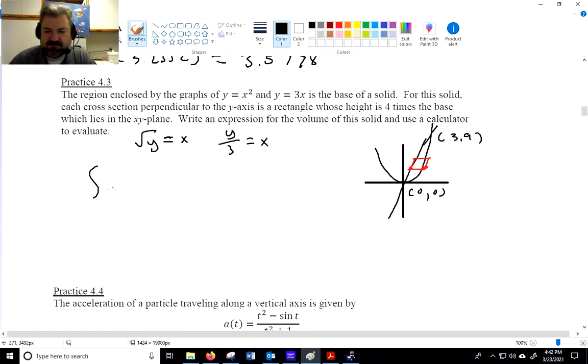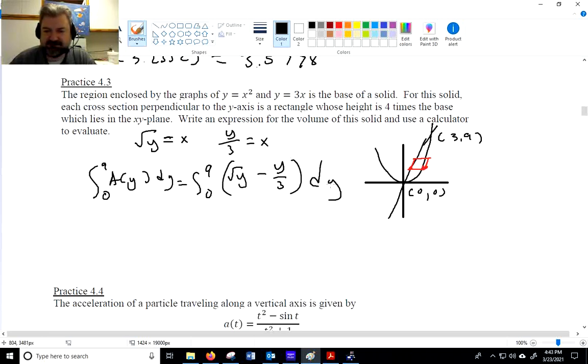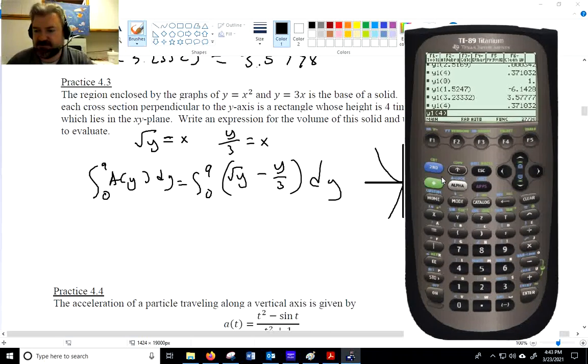So my integral will be the integral of the area as some function of y dy from 0 to 9, because we're doing y coordinates from 0 to 9. So the outermost point here you can see is the square root of y minus the innermost point is y over 3 dy. All right, and then we can use a calculator to evaluate that. Lickety split. The integral from 0 to 9 of the square root of y minus y over 3, comma y, comma 0, comma 9.